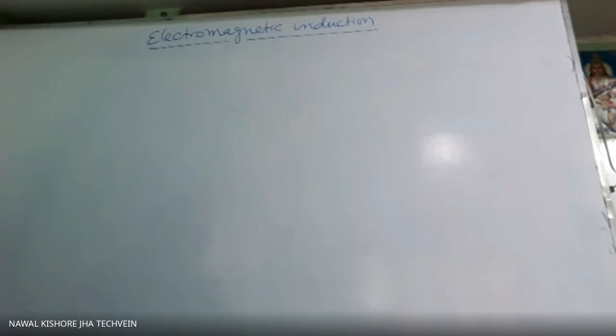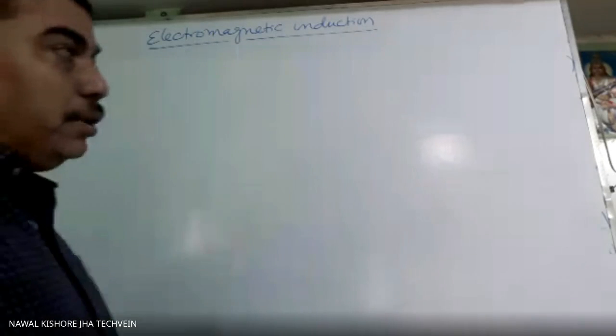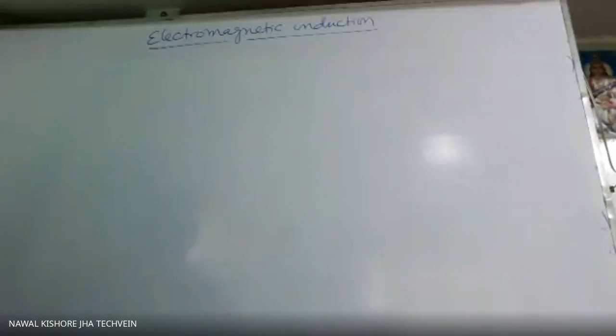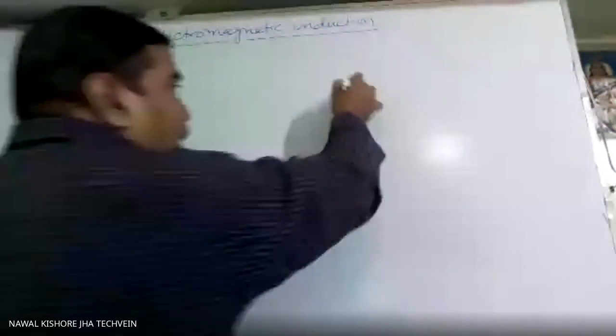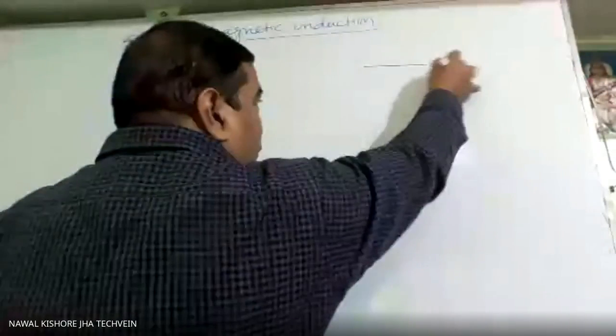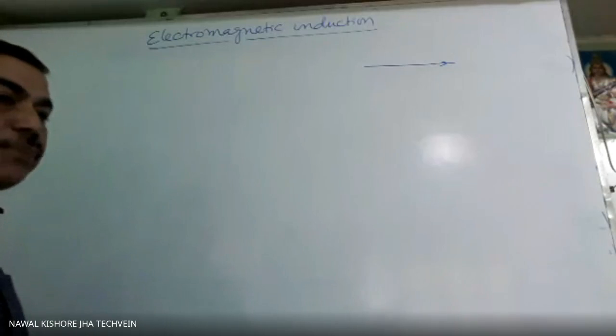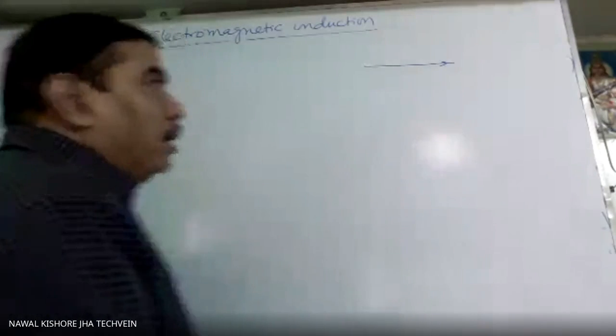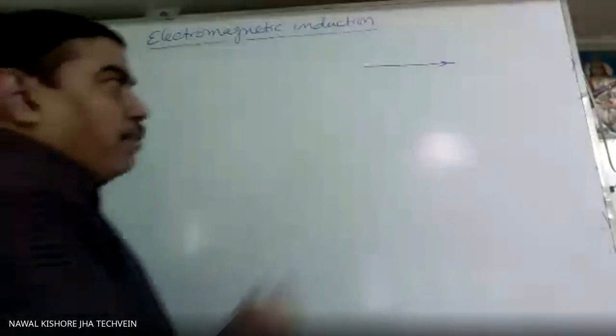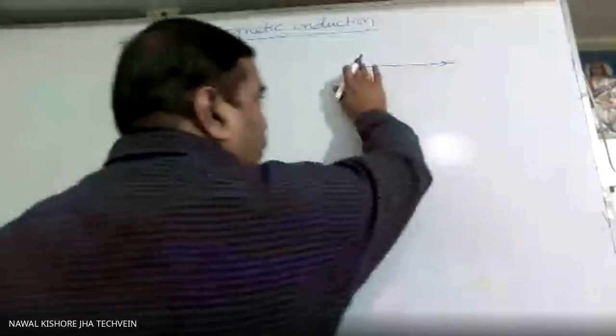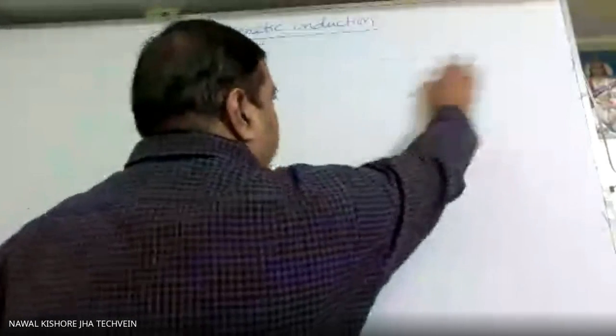In our Oersted experiment, what did we prove? That a magnetic field is produced when current is passed through any conductor. That conductor may be straight, circular, rectangular, whatever it is. So whenever current is passed through any coil or any wire, a magnetic field is induced. And that we have already discussed in the case of our Oersted experiment.